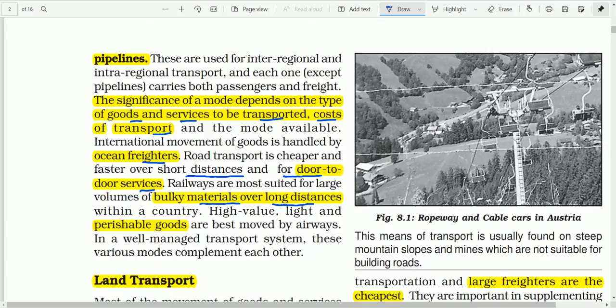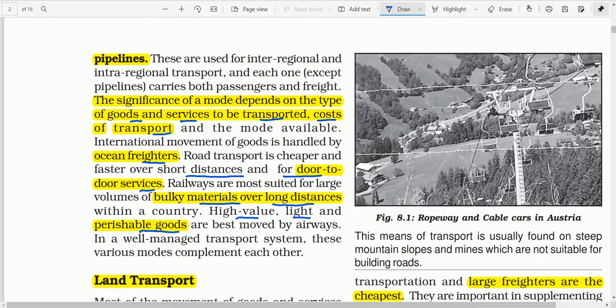High value, light and perishable goods are best moved by airways. If we need speed, and if the good is a high value one or a light one, or if it is a perishable one, then airways is best suited for that.